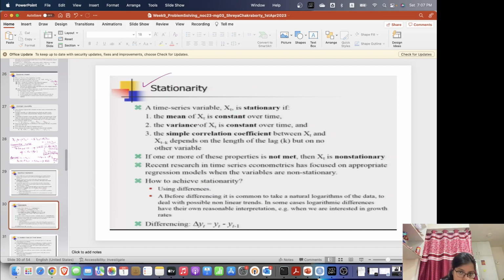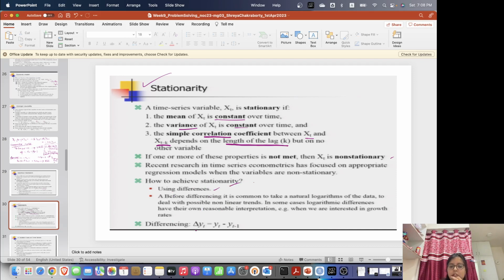I discussed the conditions. So the mean will remain constant over time, variance is constant, and the correlation coefficient between any two pairs depends only on the length of the lag and not other variable. So if this is not met, then we can call any time series non-stationary, and in order to achieve stationarity, we can do a lot of things. We can take natural logarithms, we can fit trend lines and remove that trend component, use differences, and then we can achieve stationarity.